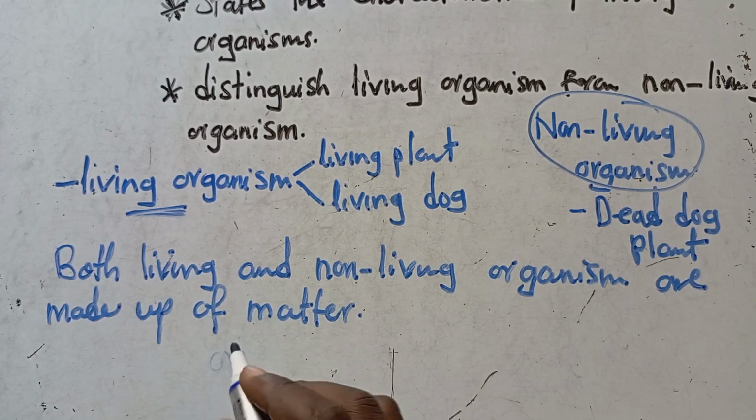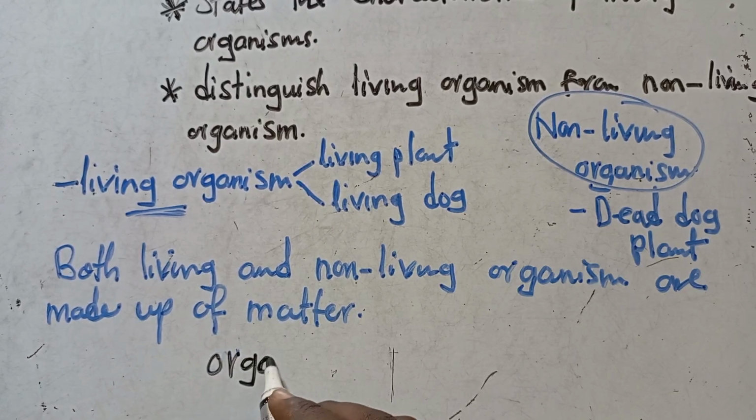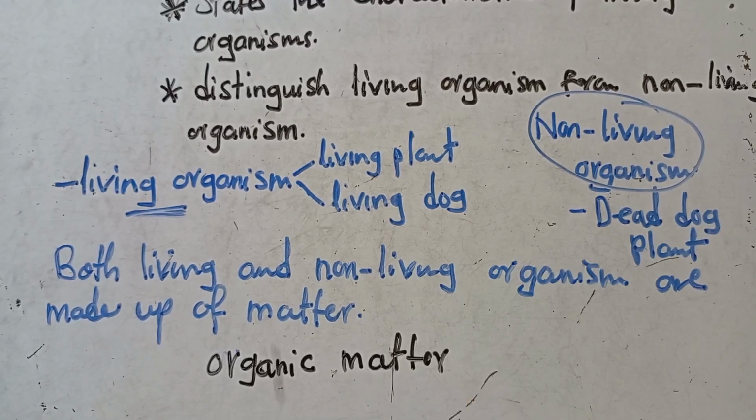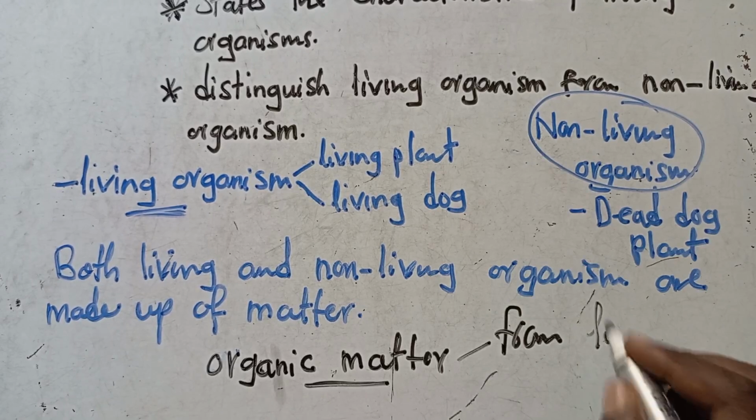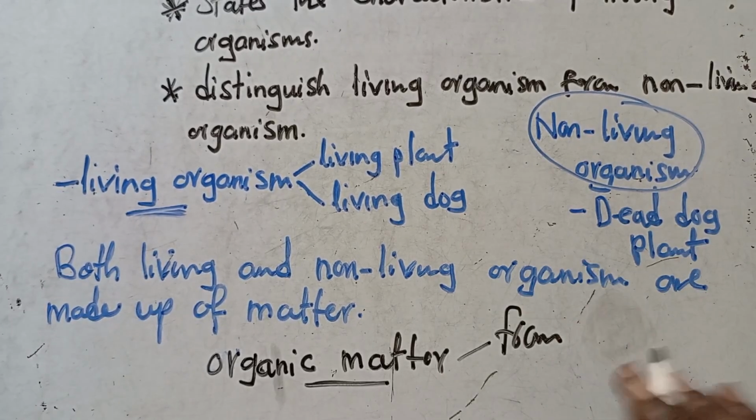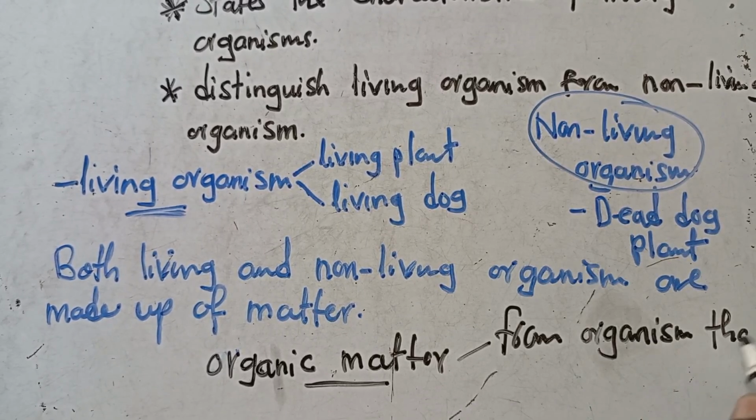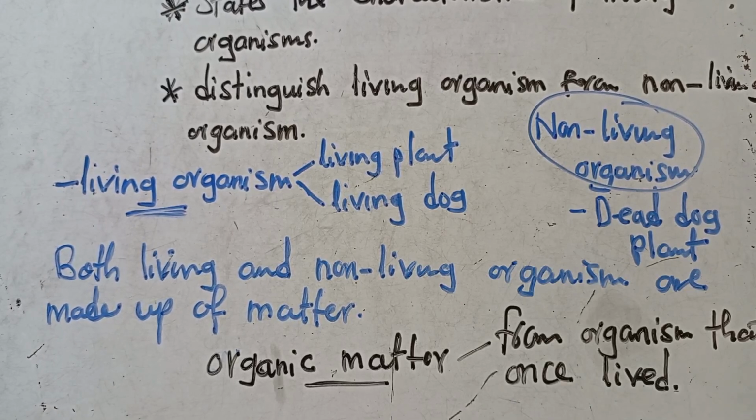So whenever we are talking about organic matter, how do we even write the word organic? Like this, organic matter. This is something that is non-living. So it is coming from where? It comes from living organisms that once lived. This is what I'm going to do, so that I differentiate the two. So organic matter is matter that is coming from organisms that once lived.